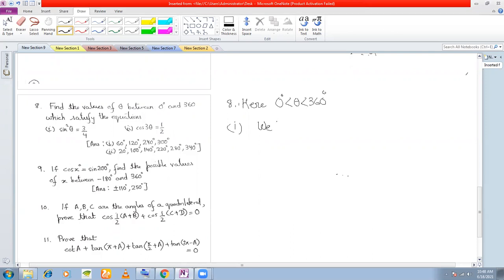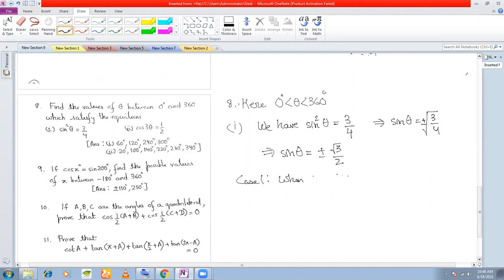So we have sine square theta is equal to 3 by 4. That means sine theta will be equal to plus or minus square root of 3 by 4. That means sine theta must be equal to plus or minus root 3 by 2. So we have two cases. Case 1 is when sine theta is equal to plus root 3 by 2. Okay, then what will happen?